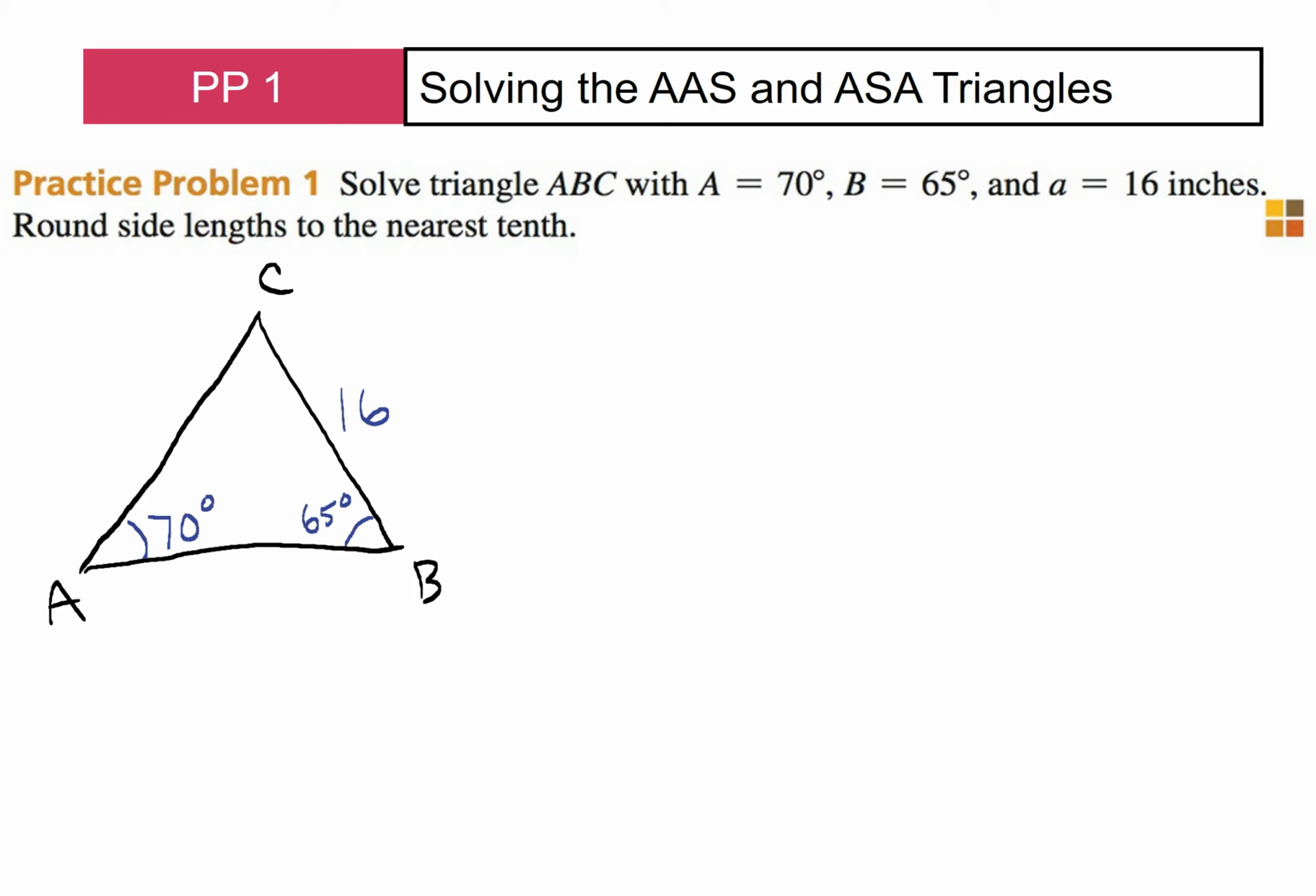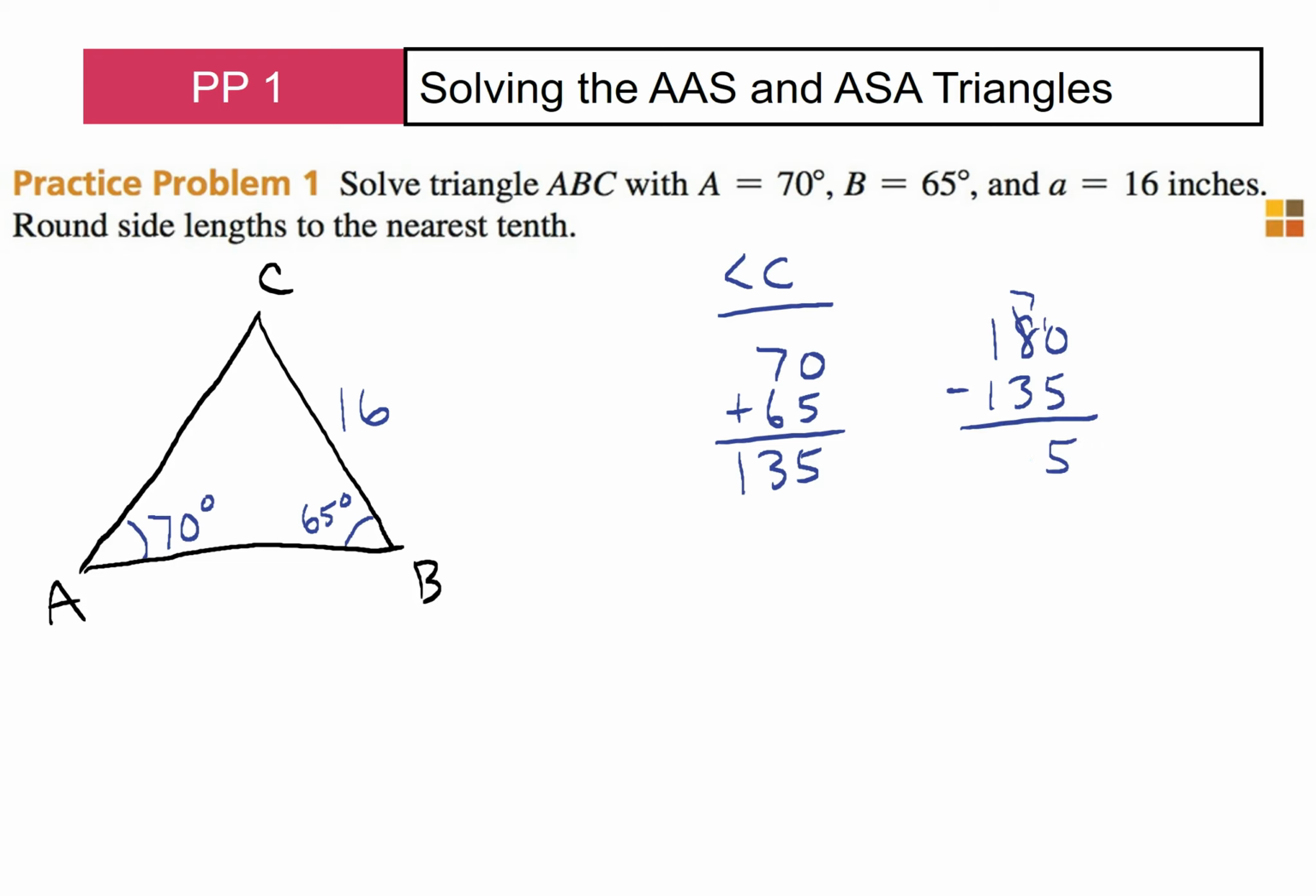So first things first, we want to find all the pieces of this triangle. I want to find all three angles, all three sides, and the easiest thing to do is just to find angle C. So we just add up the two angles that we know, and we know that the interior angles of a triangle always add up to 180, therefore let's subtract that from 180, and then we will know exactly what angle C is, which is 45 degrees. That's cool enough there. Awesome.